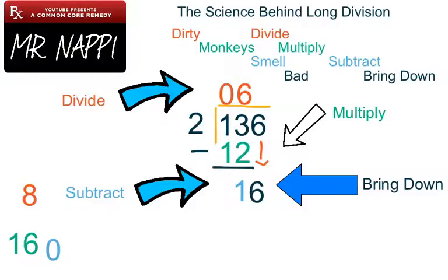So basically, going through the steps again, you go back to the top. You're going to go 2 into 16. That's going to give you 8. That is division once again.